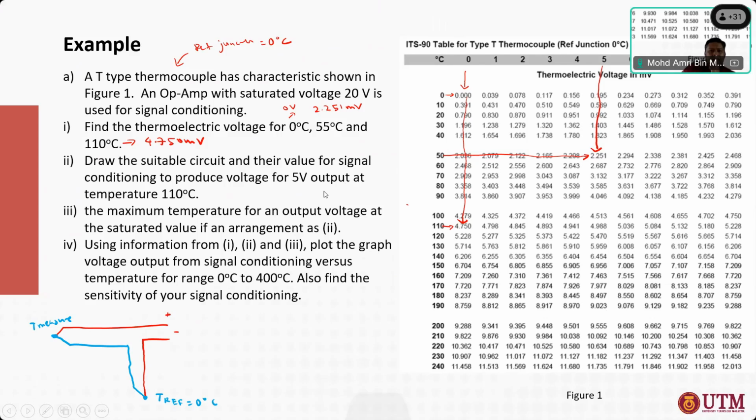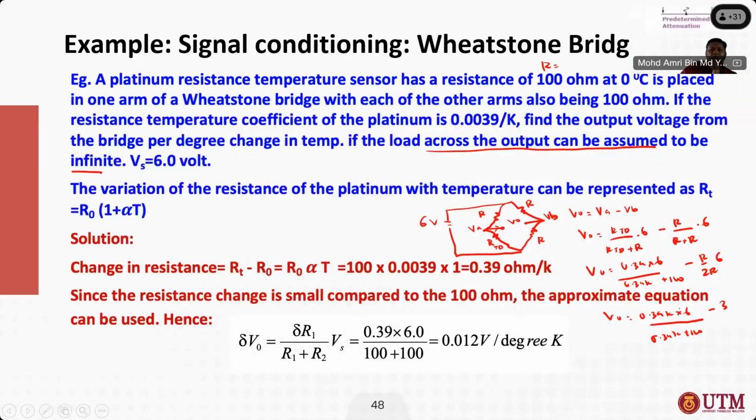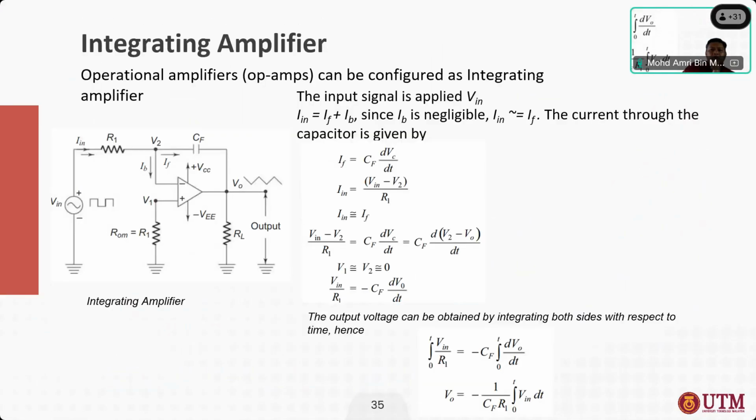The question doesn't ask you to find the answer, but to find the suitable circuit and the value. So means that we need to do some amplification to get 5 volt. And then another thing is that the amplification must be non-inverting. Okay, non-inverting.